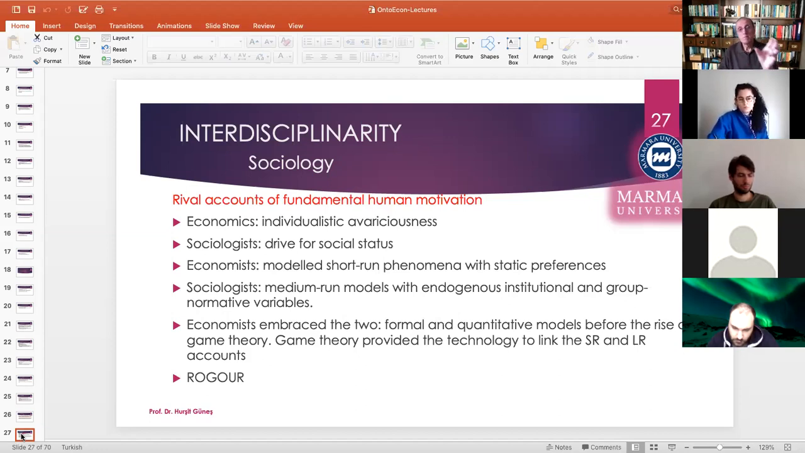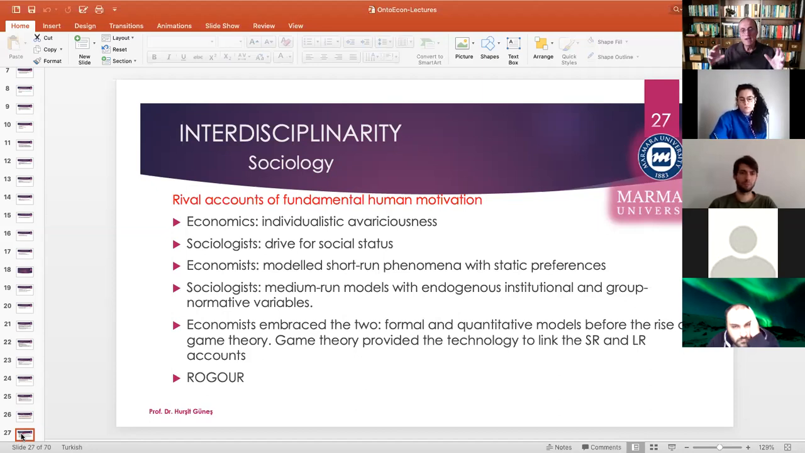And these medium-run models have endogenous institutional and group normative variables. In other words, in models, there are two sets of endogenous variables. One institutional, the other is group normative variables. In other words, cultural values or other collective values.